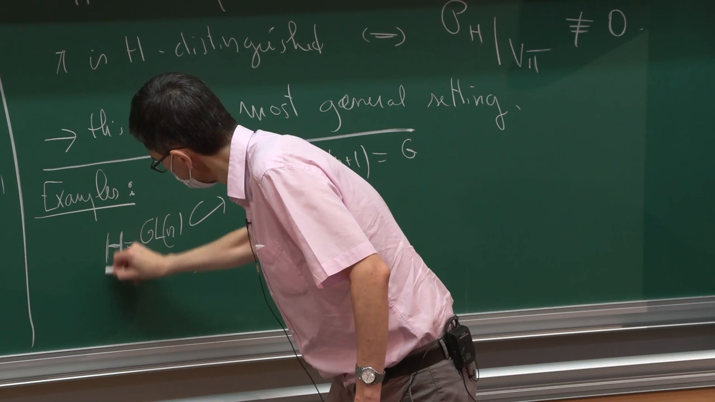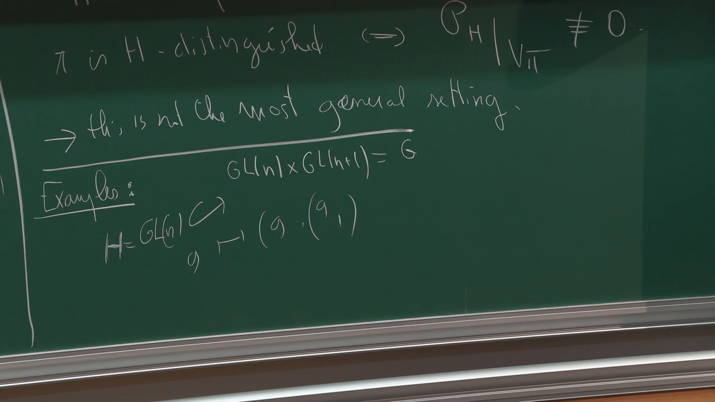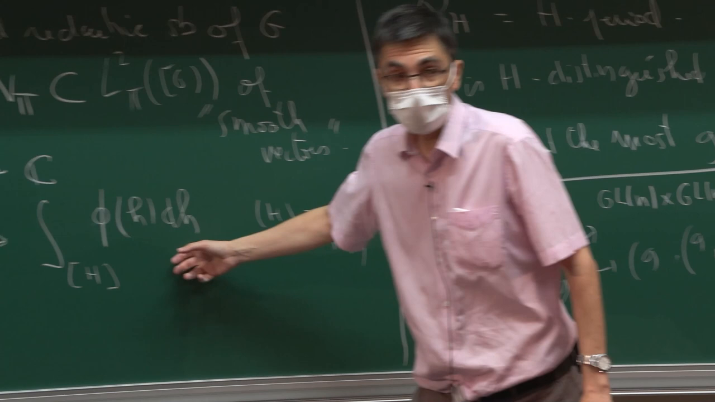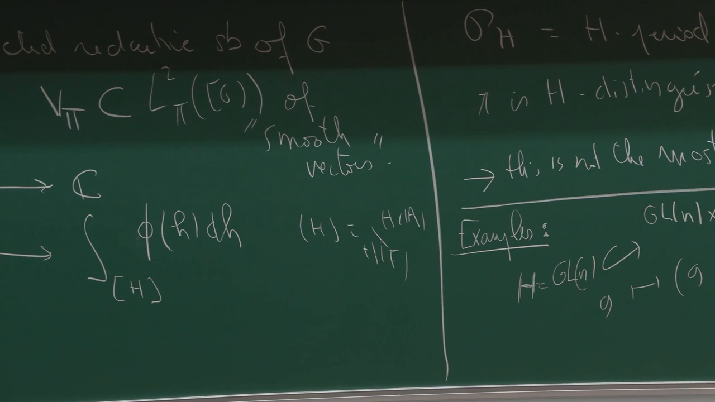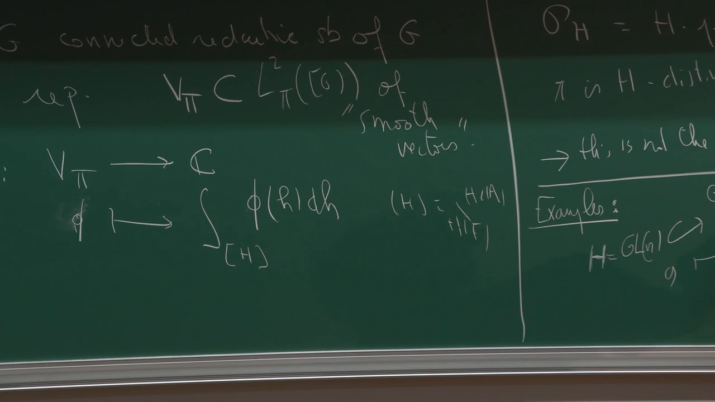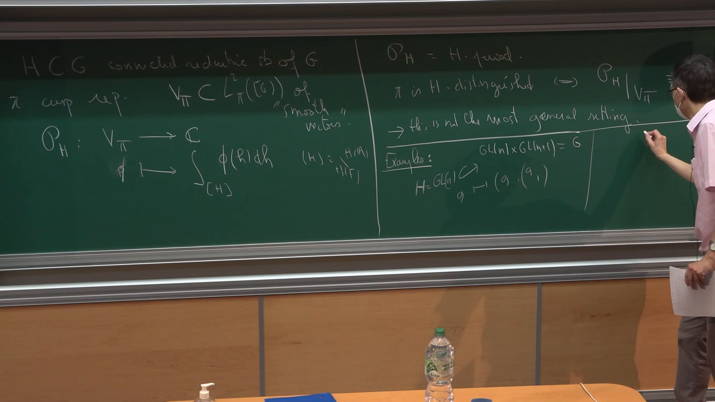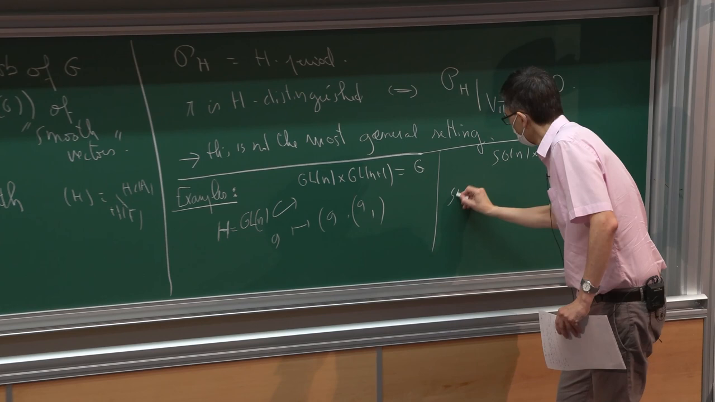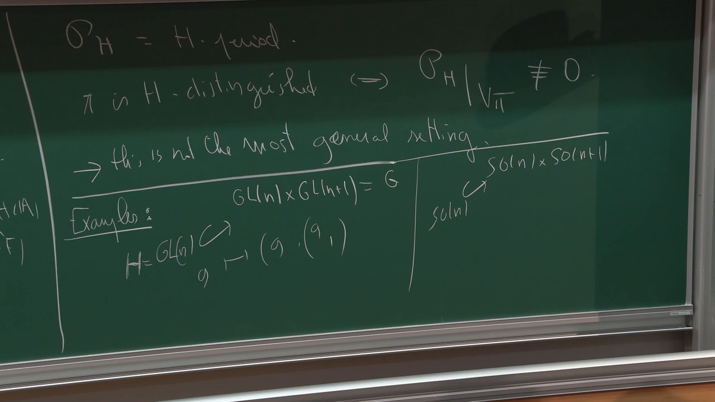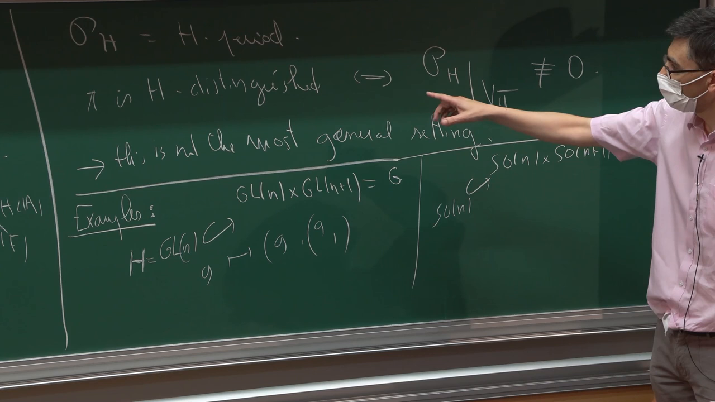And the Rankin-Selberg construction of L-functions relates, in fact, such periods to the central value of the Rankin-Selberg L-function of the cuspidal representation pi of my group GL_n cross GL_{n+1}. The Gan-Gross-Prasad conjecture, for example, has a similar setting for the orthogonal group. And once again, the H-period should be related to a special value of an L-function.